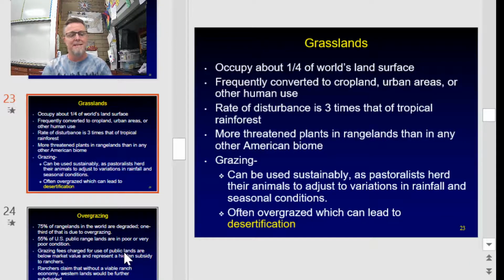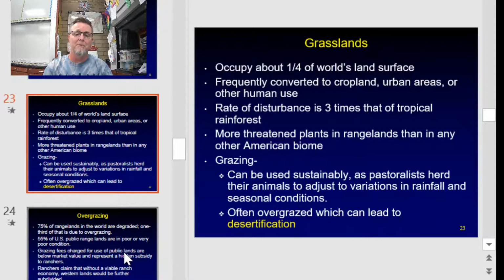Let's look at the grasslands as a case in point. Grasslands occupy about a fourth of the world's land surface, and remember, they're heavily impacted by people as we use them for crops, urban areas, and other human uses. The rate of disturbance of grasslands is actually 3 times that of the tropical rainforest, and so if you thought we were losing a lot of rainforest fast, think again. We're losing grasslands even faster.